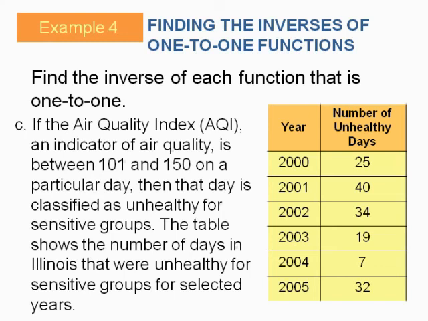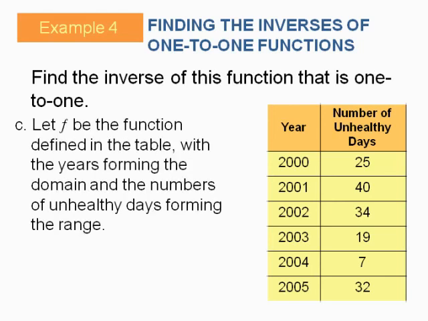So notice the chart has the years 2000 to 2005 and the number of unhealthy days. So notice that the years all differ and the number of unhealthy days all differ. So you can't have any of the same there. And there won't be any overlapping part of the years because I've had students ask me that. Well, couldn't some of the years? No. All right, so it says find the inverse of the function that's 1-to-1.